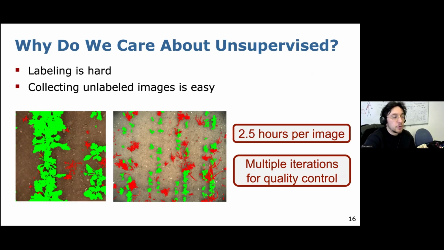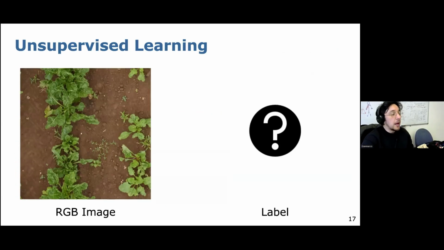It's clear that when we need to do this for different tasks, different fields, and for thousands of images, this does not scale very well. And this is why we care about unsupervised, because we tackle the bottleneck of data labeling and remove the labels. However, the main problem here is how do we perform the learning if we do not have the label?